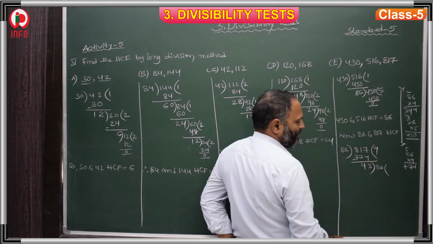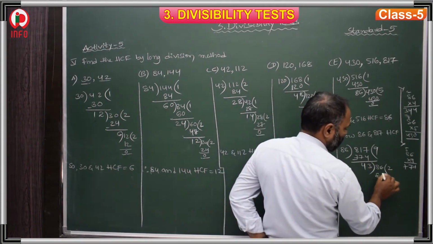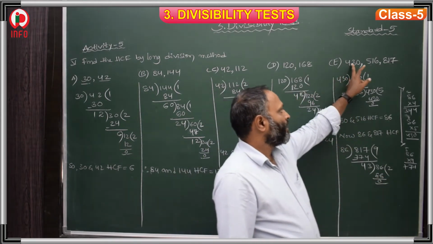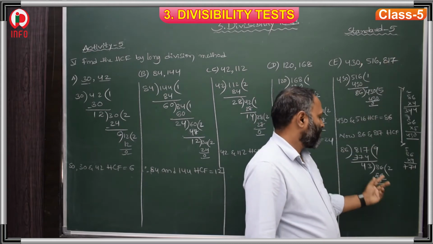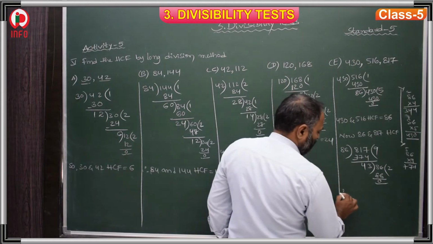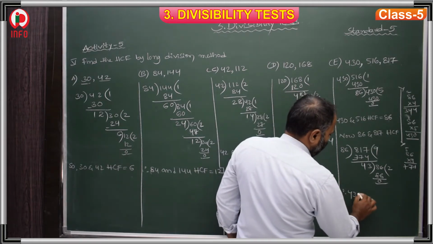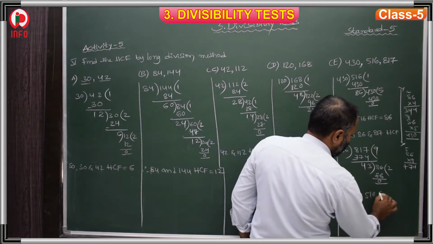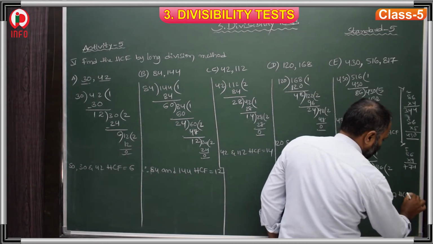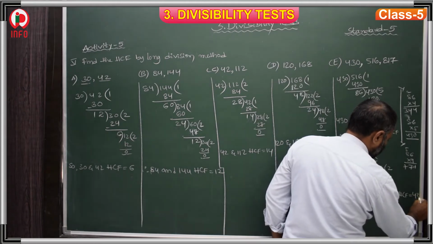43 divided into this 86. First remainder with first divisor. 43 twos are 86. Here the remainder is 0. All this HCF is 43. Therefore 430, 516 and 817 HCF is equal to 43.